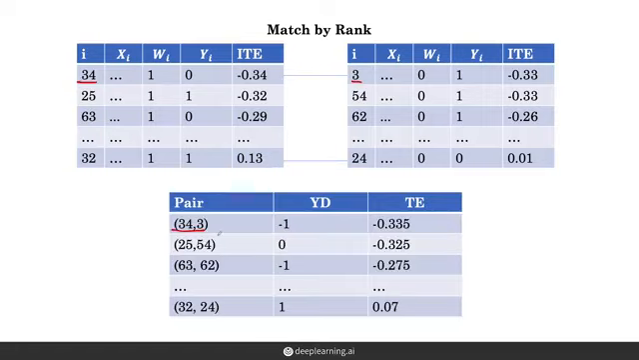In the second column, we take the difference between the Y1 coming from the left and Y0 coming from the right to get the Y difference or YD. In the third column, we get the average of the treatment effect for a patient in the treatment and the matched patient in the control. So negative 0.34 and negative 0.33 have an average of negative 0.335.